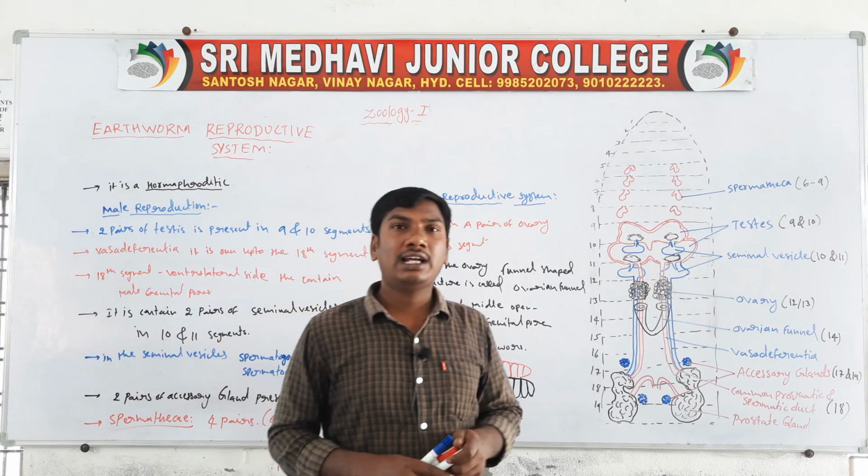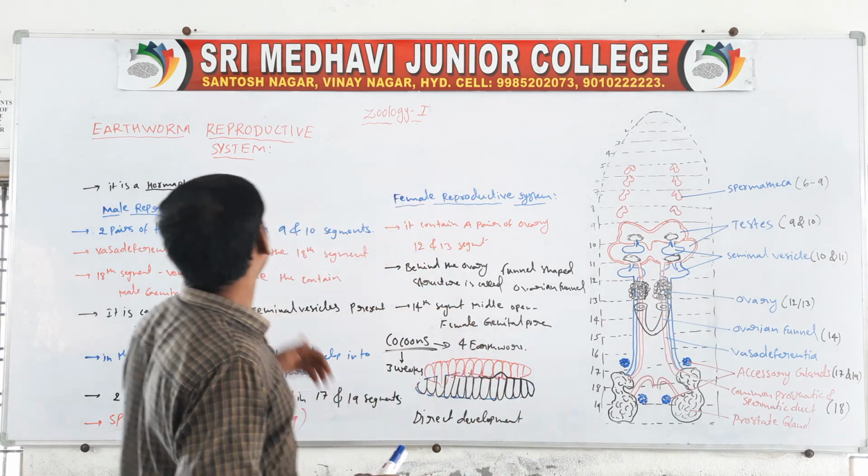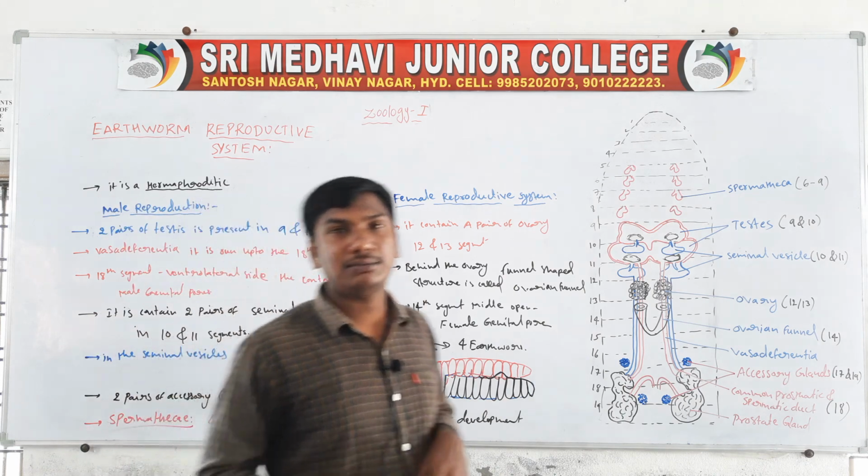Next one, earthworms are used as bait for fishes. So that covers the reproductive system of the earthworm and the development of the earthworm.